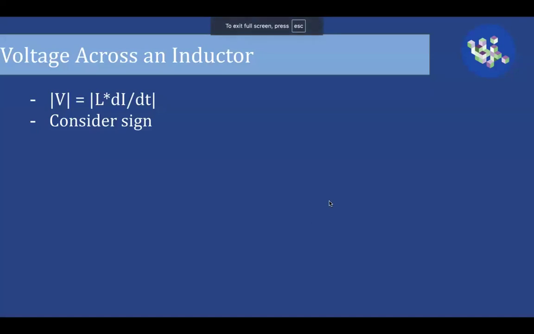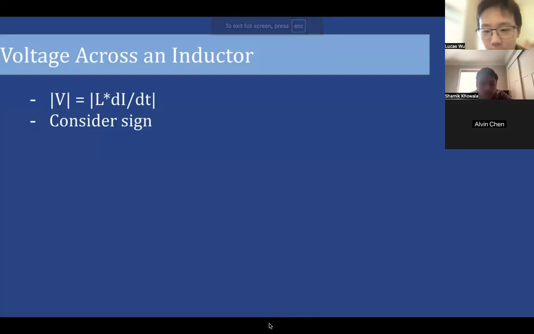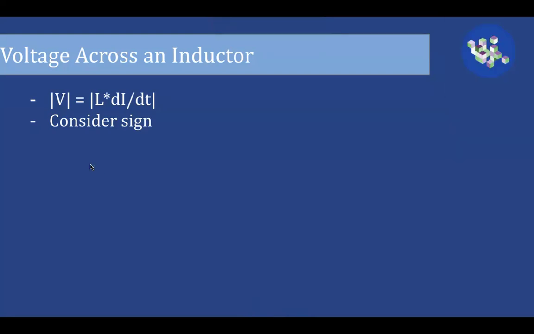Yeah, and let's just quickly go over how we really quantify the voltage across an inductor. We'll define the voltage across an inductor as L times di over dt. That's just the magnitude of the voltage drop. So how do you really know the sign?